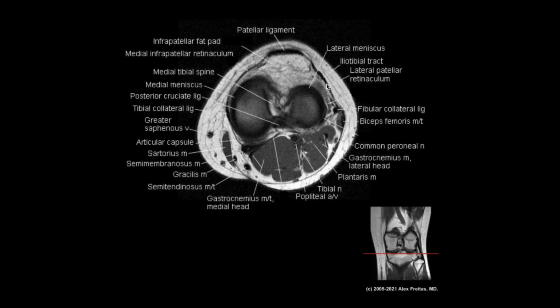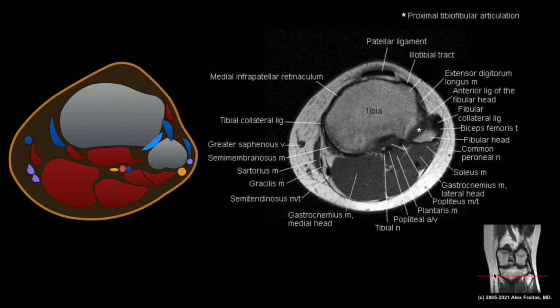Then we have the iliotibial tract, and once again these are the menisci that we see. And we can see here one structure, which is the medial tibial spine. This is the place on the bone where the anterior cruciate ligament is going to attach. Next cut will be the level where we can see the tibia and fibula.